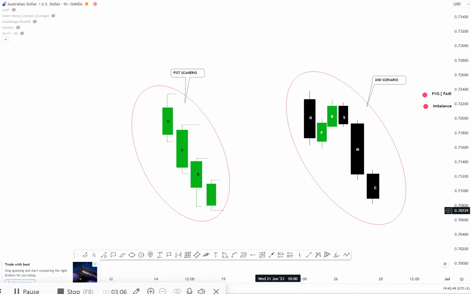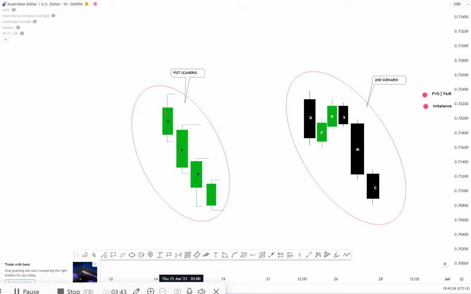For example, for finding the imbalance, we need to find one candle. We will take the one candle low and the third candle high. If the one candle low and the third candle high will cover the body of the second candle, that is our F candle, so there will be no imbalance. There will be a balance between the buyers and sellers.